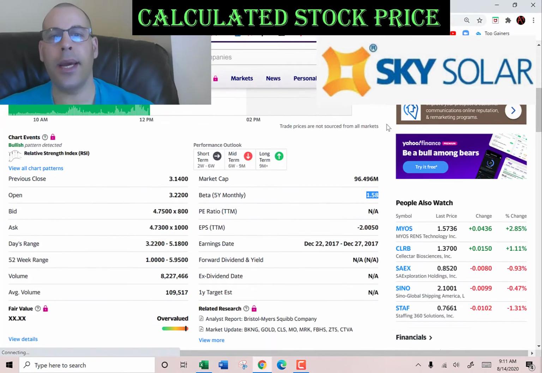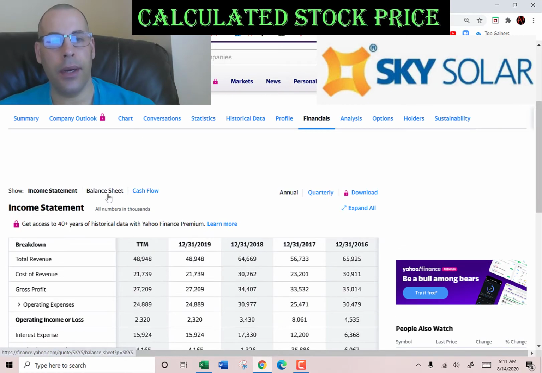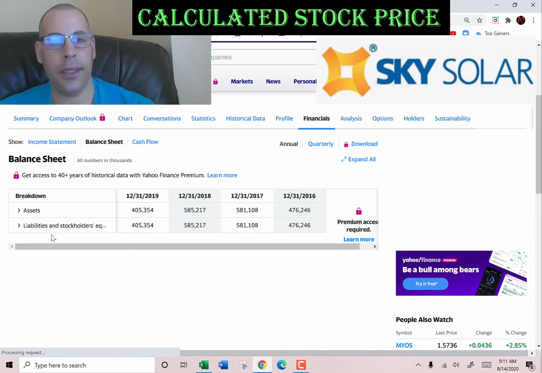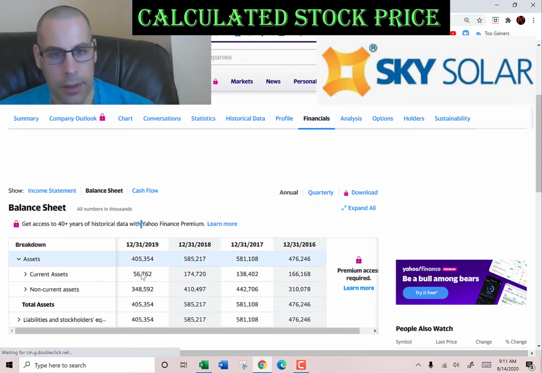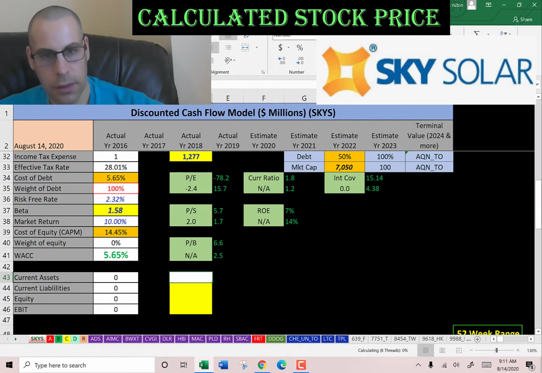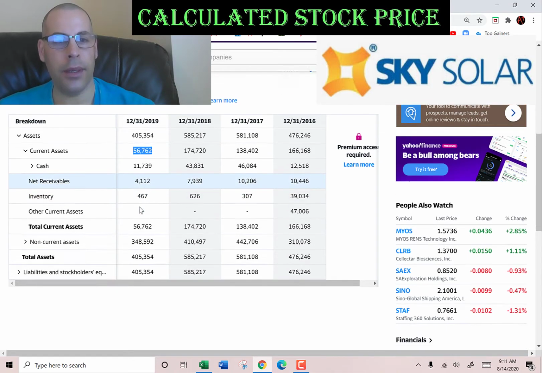Let's also get their current assets. We need this to calculate the current ratio later. And current assets are on a balance sheet. That's $57 million. And that's $11 million of cash, $4.1 million of net receivables, and $467,000 in inventory.